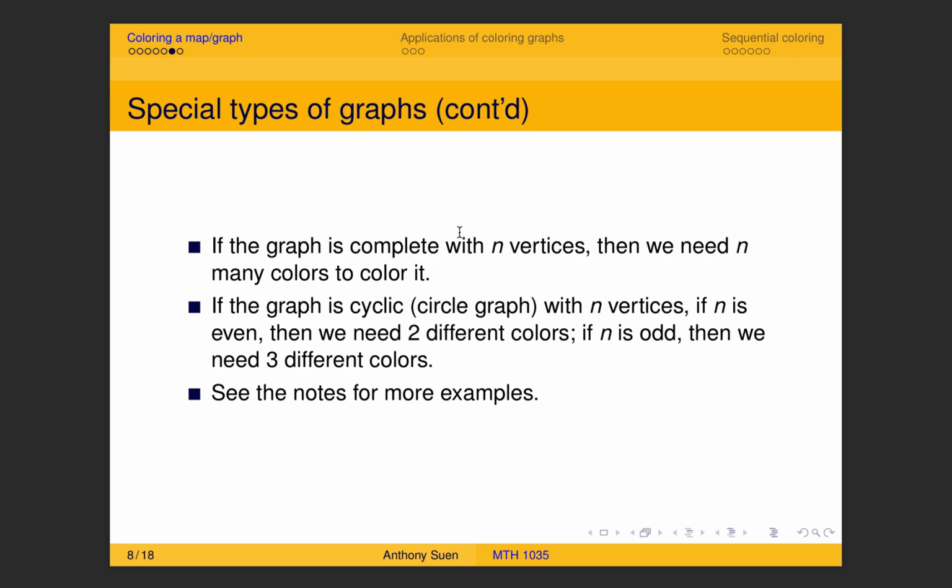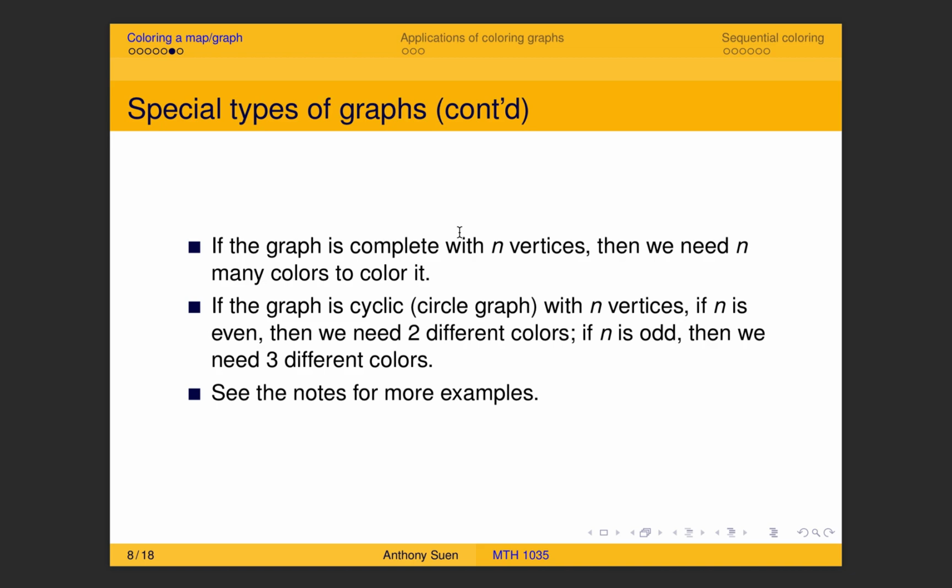So actually you can do it for the case of 6 vertices or 8 vertices. You simply color those opposite pairs of vertices in the same color. Then you can see you just need two different colors to color the graph. That is the case for n being even.